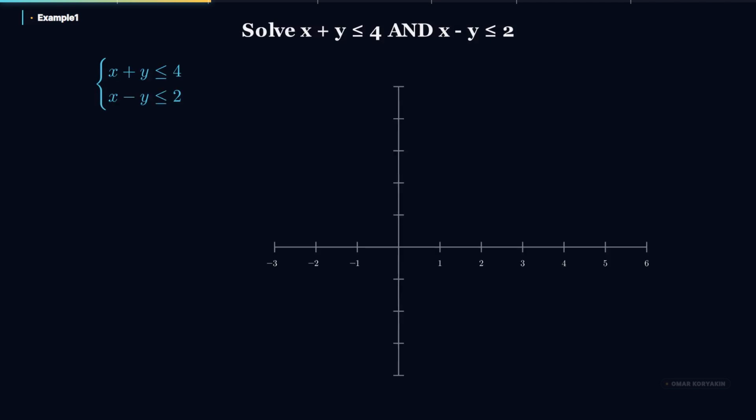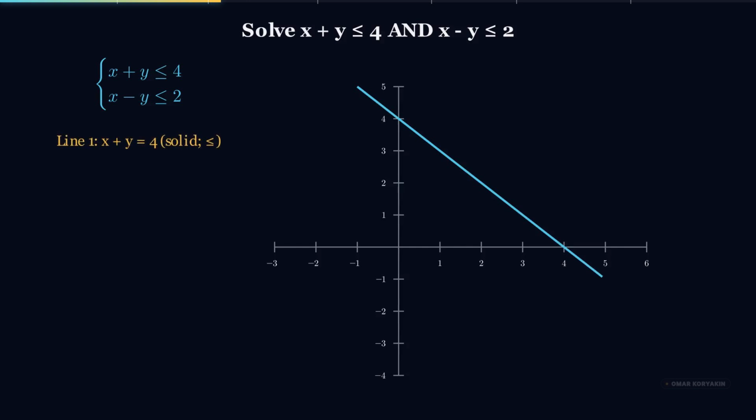Here is the first worked example. Graph the system of two inequalities, x plus y less than or equal to 4 and x minus y less than or equal to 2. Identify the feasible region and any corner points where the two boundary lines meet. Step 1. Graph the first inequality x plus y less than or equal to 4. Boundary line is x plus y equals 4, drawn solid because the inequality is non-strict. The line passes through (4, 0) and (0, 4). Test point (0, 0): 0 plus 0 equals 0, less than or equal to 4. True. Shade the half plane containing the origin, which is below and left of the line.